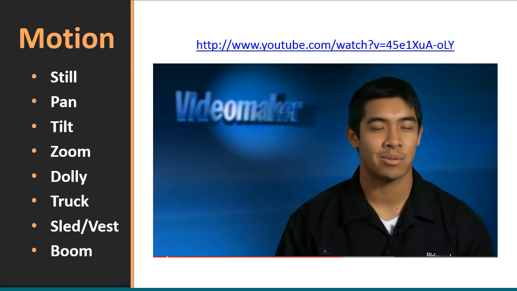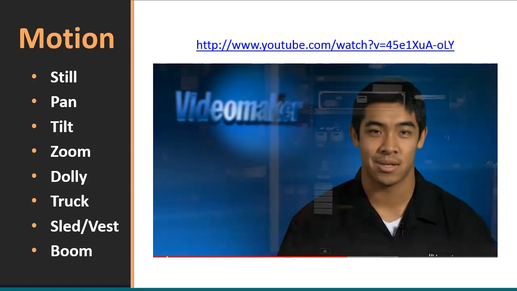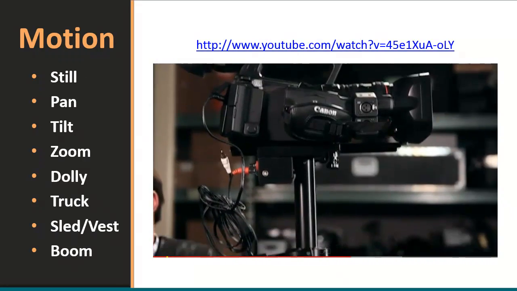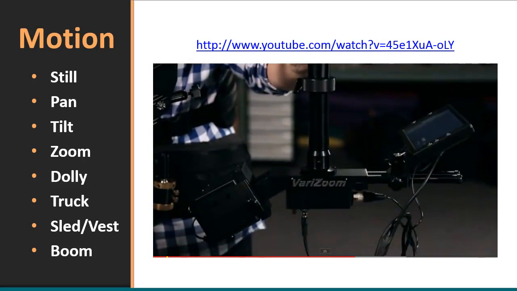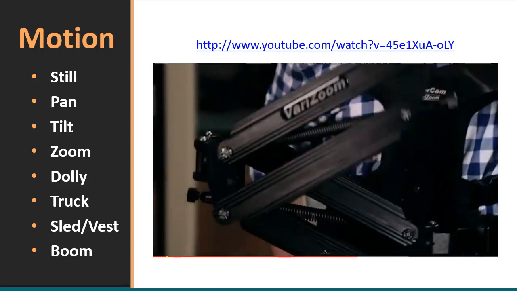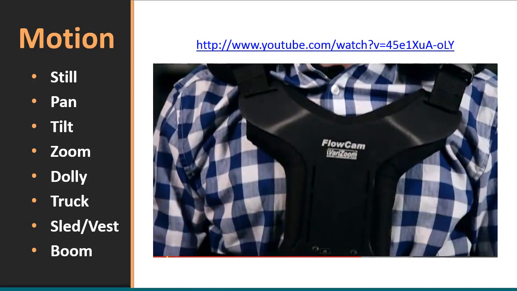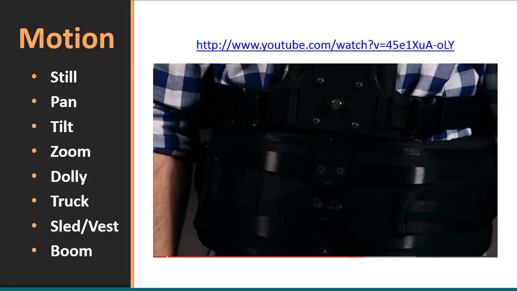For those camera moves where you don't want dolly tracks to be seen and where complex motion needs to occur, a sled and vest system is the best option. A sled and vest system usually consists of a weighted camera sled for counterbalance, an elastic arm that can absorb the shock of human movement, and lastly, a vest to distribute the equipment's weight evenly over an operator's body.